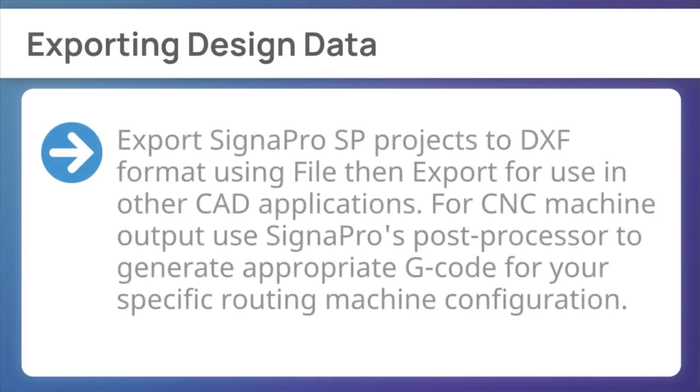Next, exporting design data. Export SignaPro SP projects to DXF format using File then Export for use in other CAD applications. For CNC machine output, use SignaPro's post-processor to generate appropriate G-code for your specific routing machine configuration.